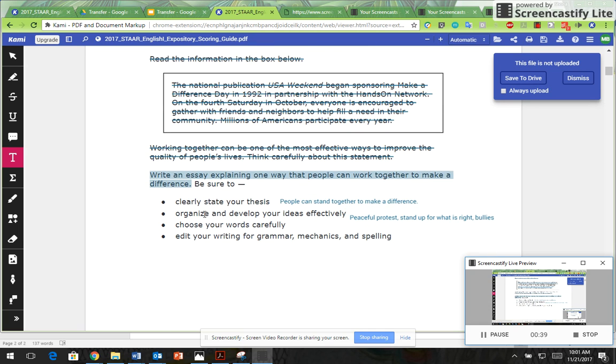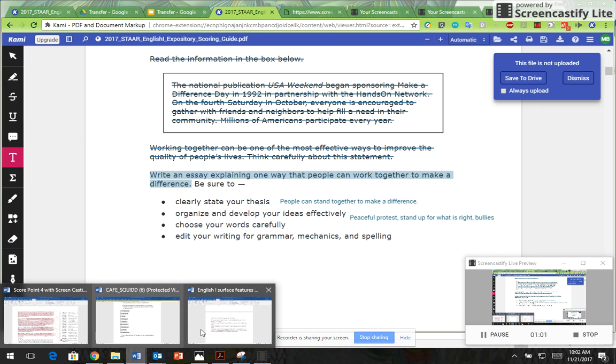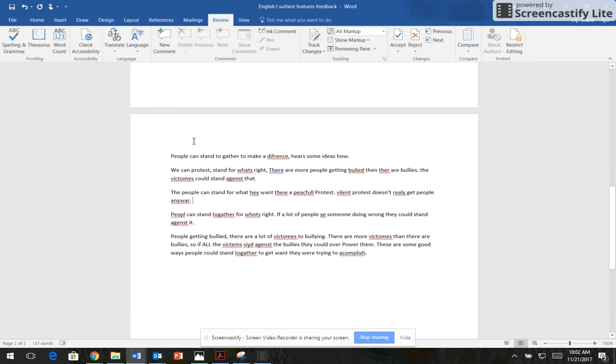Then, as I looked over how the writer organized the ideas, the first paragraph was about a peaceful protest. The second paragraph was about standing up for what was right. And the third paragraph was about bullies and how if all the victims stood up against the bullies, there would be more of them.